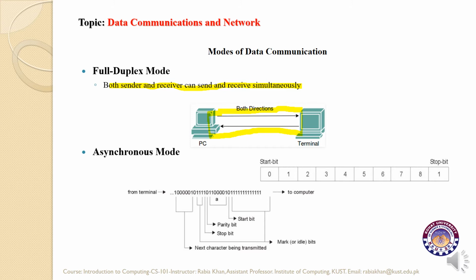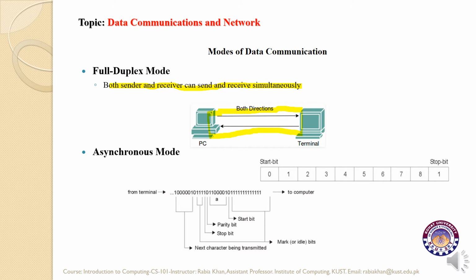For example, your telephone network, in which there is a communication between two persons by a telephone line through which both can talk and listen at the same time. Full duplex performs better than half duplex, while half duplex performs better than simplex mode of communication. So the best among them is full duplex.